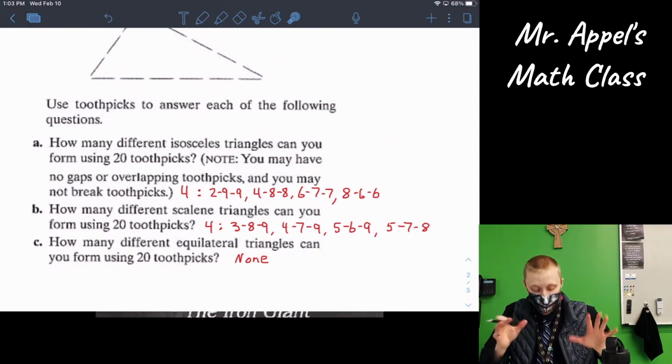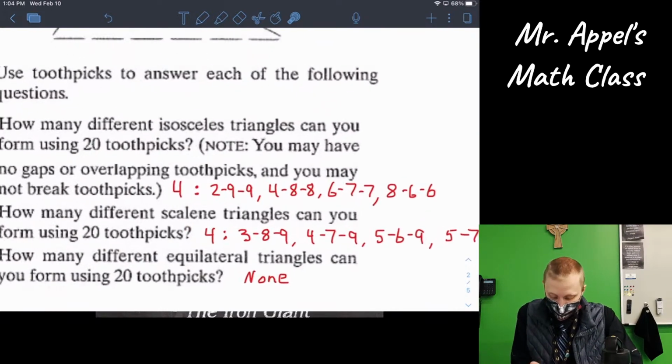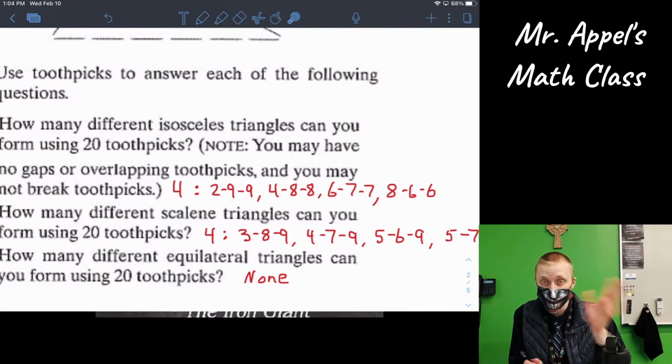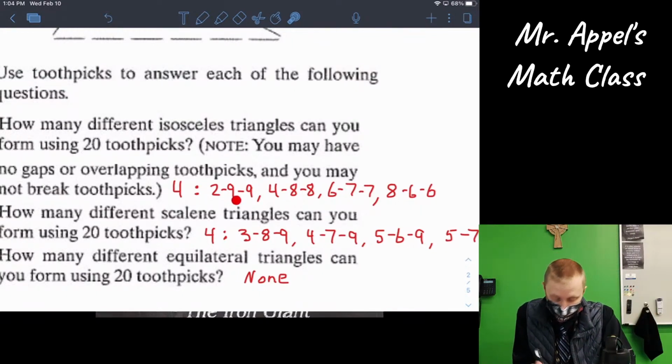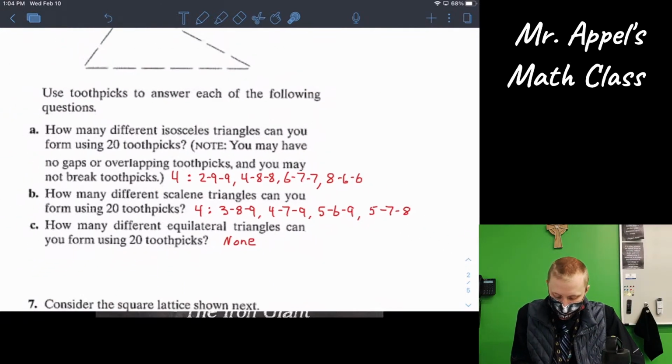You could solve this purely numerically. I know this is isosceles, so this side has to be the same as that side. Give that a variable. Good old use a variable, that's one of our techniques or strategies. Call this x and call this y, and so x plus y has to equal 20. Find all possible solutions to that equation.